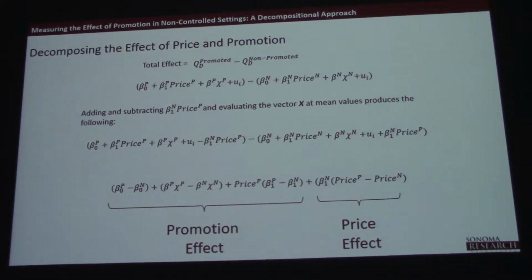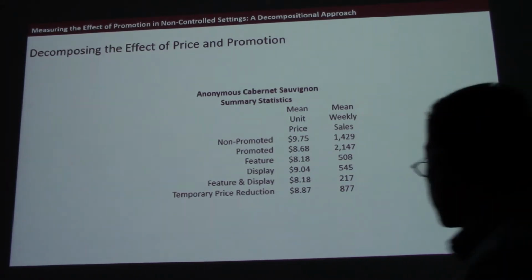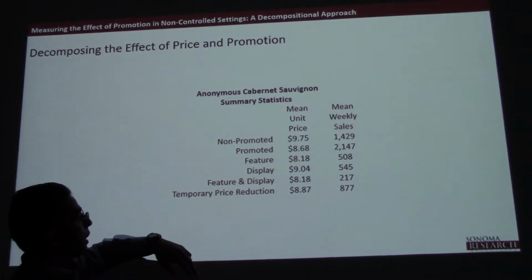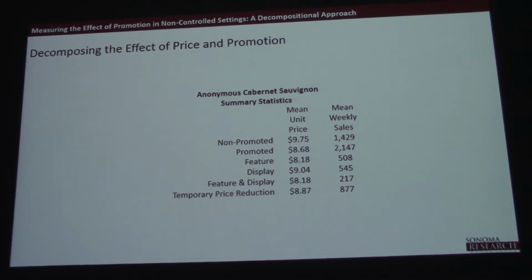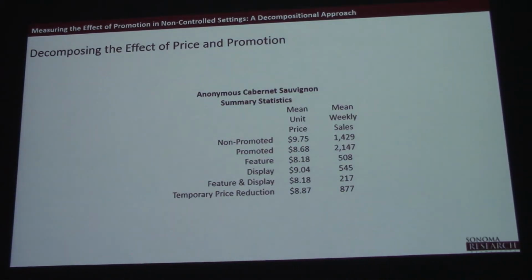All right, so once we get to this, now you know why we broke this up into two assignments. All right, what I did was kind of just summarize the data, and you can see that non-promoted price is always higher than promoted price. And then the different promotions have different prices associated with them too. And because price is lower, you're always going to get more sales. And that's the problem. Part of that's due to the lower price, part of it's due to promotion.